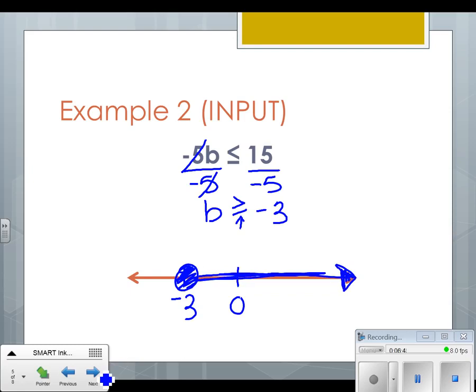Plug something in to just make sure that those are the true solutions. So we're going to plug something in for b. Let's say 5, because 5 is shaded. Negative 5 times 5 gives you negative 25, and that is less than or equal to 15.